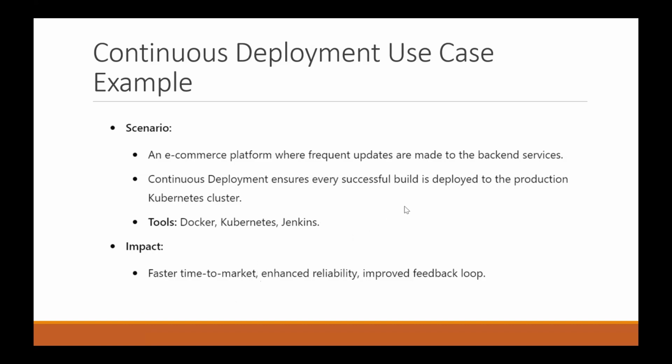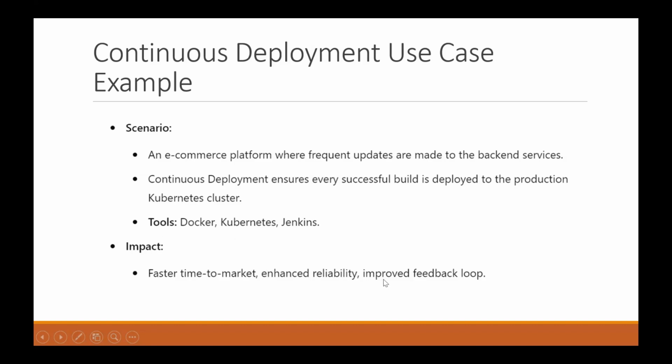What are the impacts? Faster time to market. If you are using continuous deployment, you will be able to deploy your application very fast, and it will make your application go live to the end users. Enhanced reliability. If you have added everything inside your continuous deployment pipeline, such as test cases, automation testing, unit testing and all, this will make sure that your pipeline is reliable and your code is being released successfully and easily to the end users.